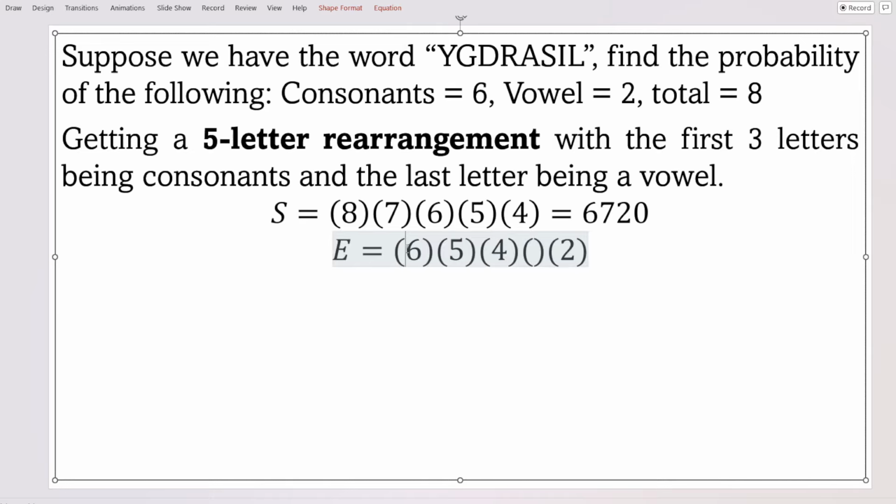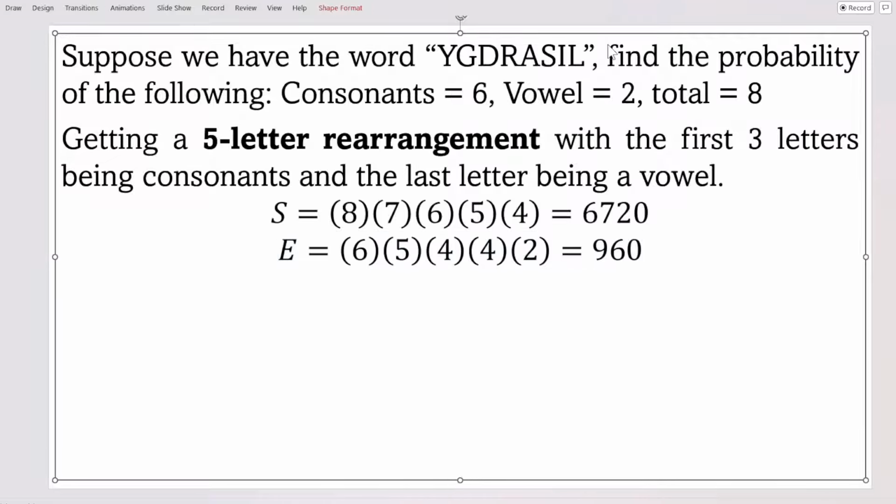Now, how many letters have we used already? First, second, third, and fourth. So 4 letters. Out of 8, we used 4. That means for this last slot, we have 4 different choices. So put this in the calculator. We will get 960.